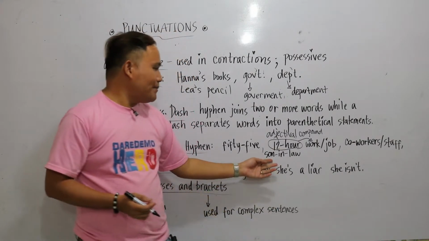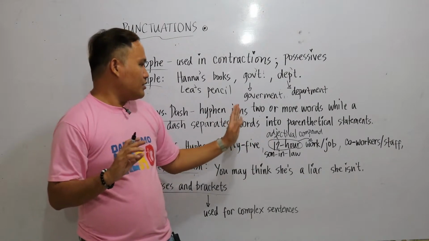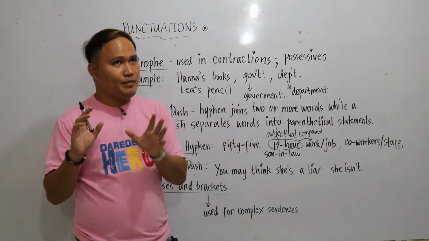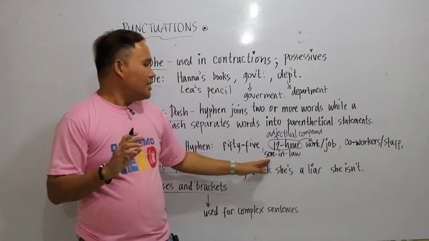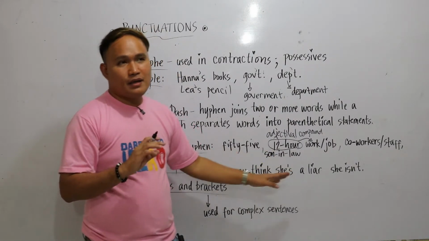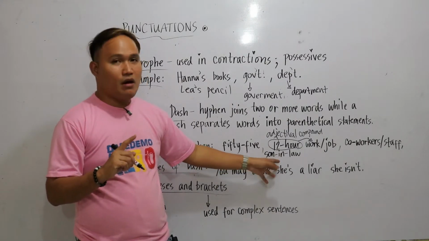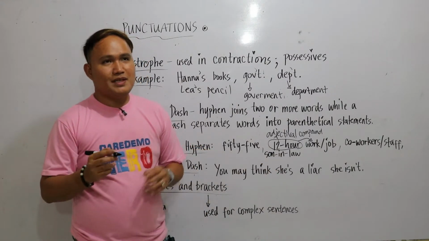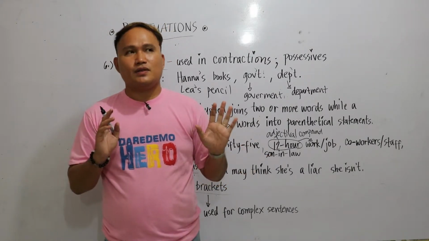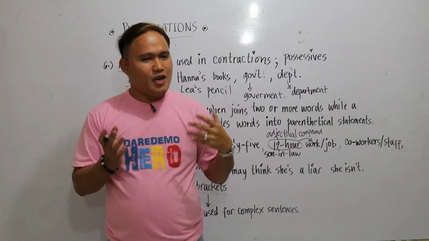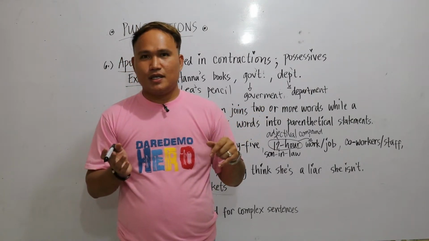Okay, another example is when you break in the words. So you have son-in-law. Now these are three words, but it only has one meaning. Son-in-law. Which means a son of your brother. I'm sorry, a son of your sister. Yes, son-in-law.